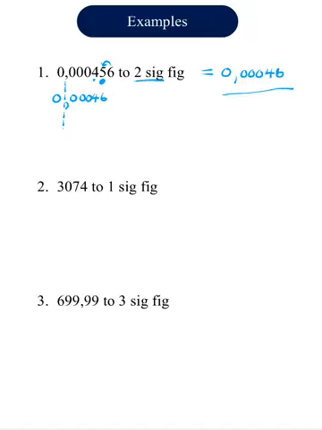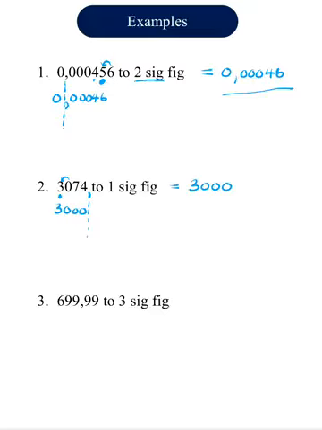Then we go to number 2: 3074 to one significant figure. Remember, there is supposed to be a decimal point at the end, with zero digits after it. We go to the first significant figure, which is 3. The next number is 0, and when 0 affects 3, it just stays 3. The other numbers are turned to zeros. So 3074 to one significant figure becomes 3000.